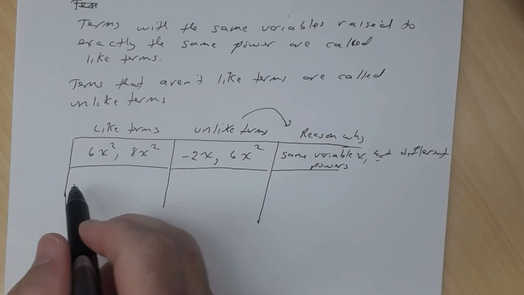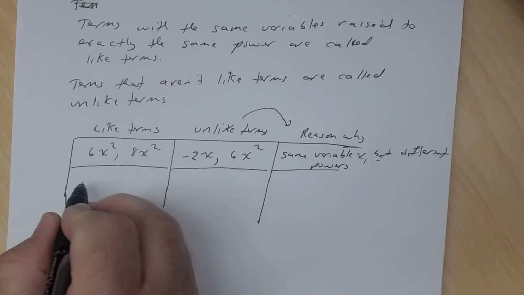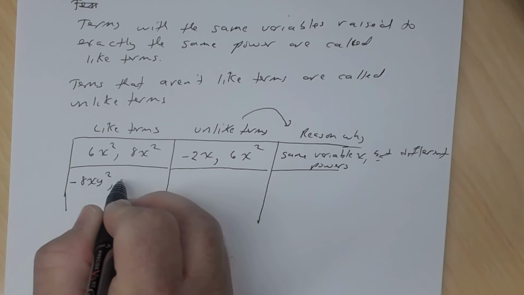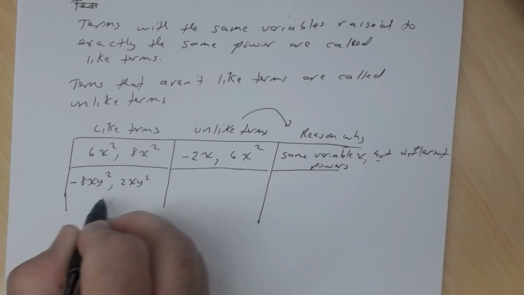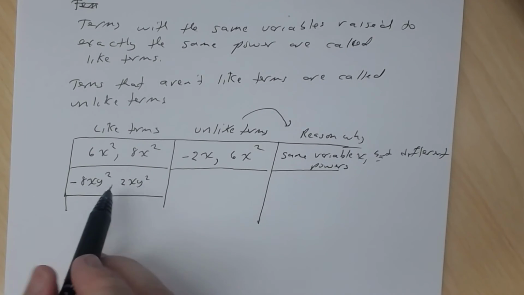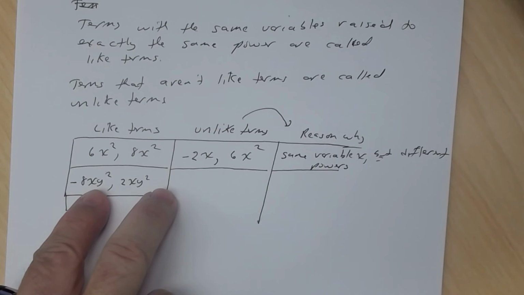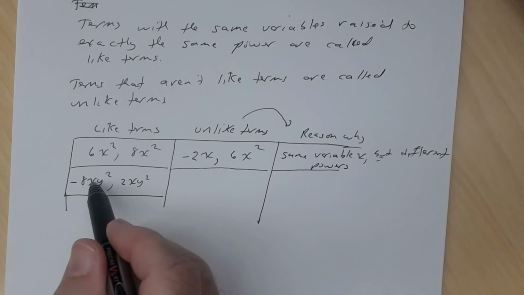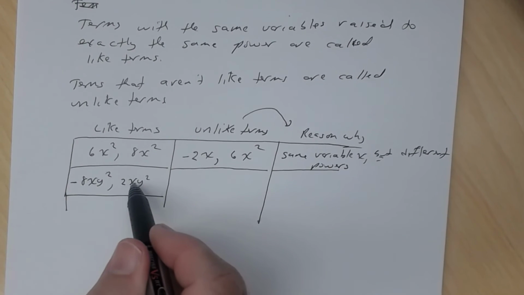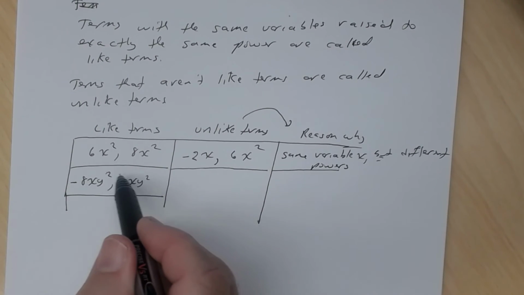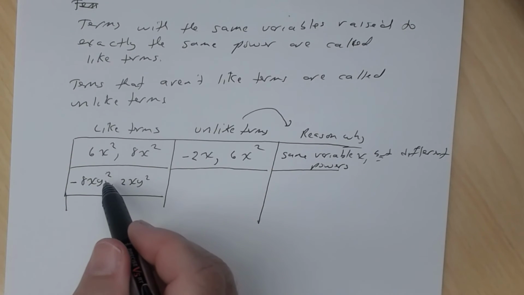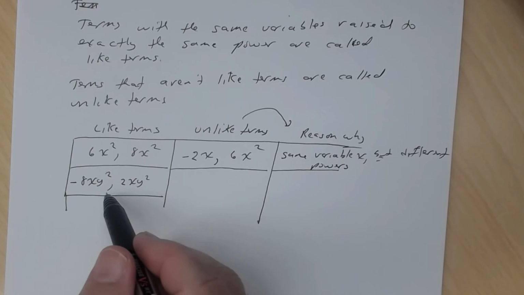All right, now let's look at this one. Suppose we had -8xy squared, 2xy squared. Notice they both have x's and y's. Both terms have x's and y's, and remember, they're like terms. These x's have the same exponent, so that's 1, x to the first, and these y's have the same exponent, 2, 2. So these are still like terms.